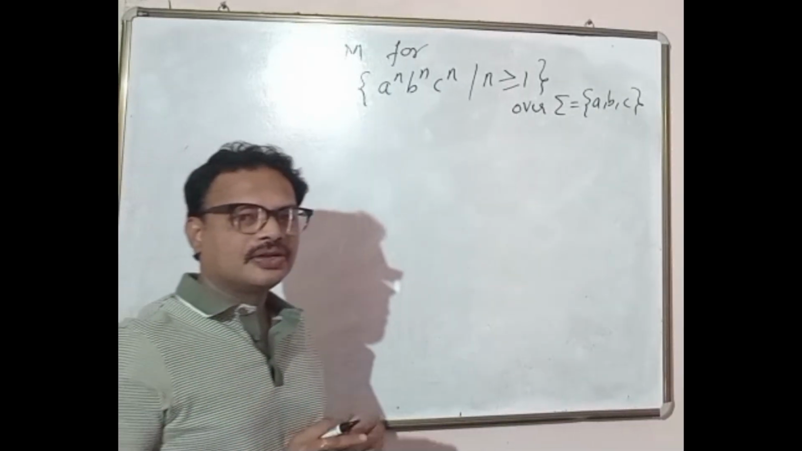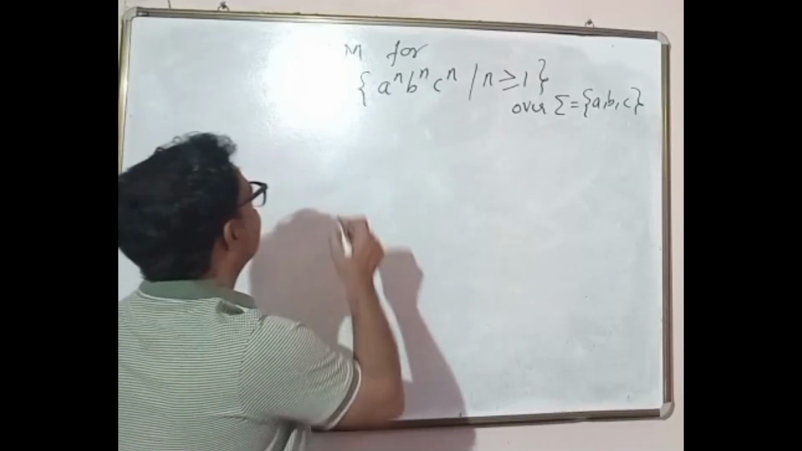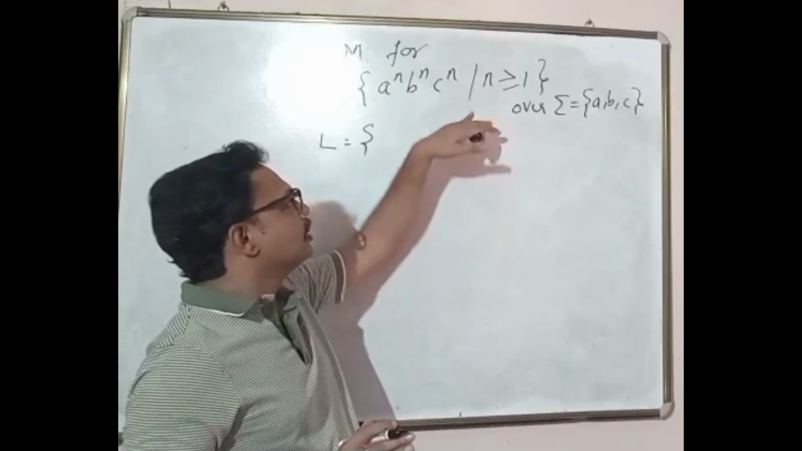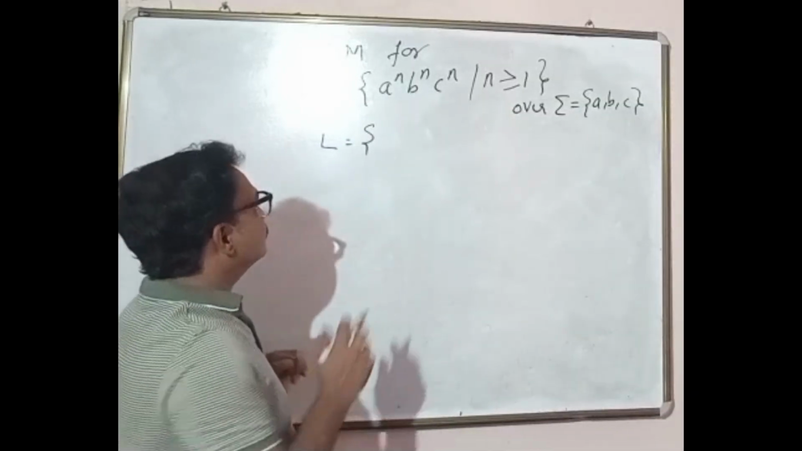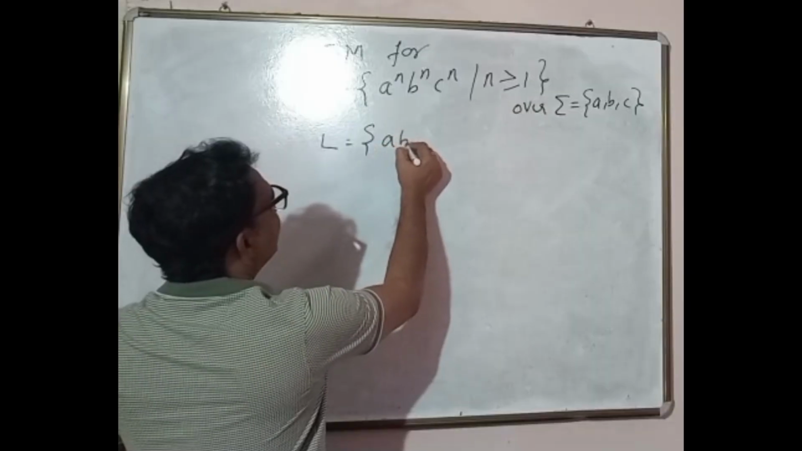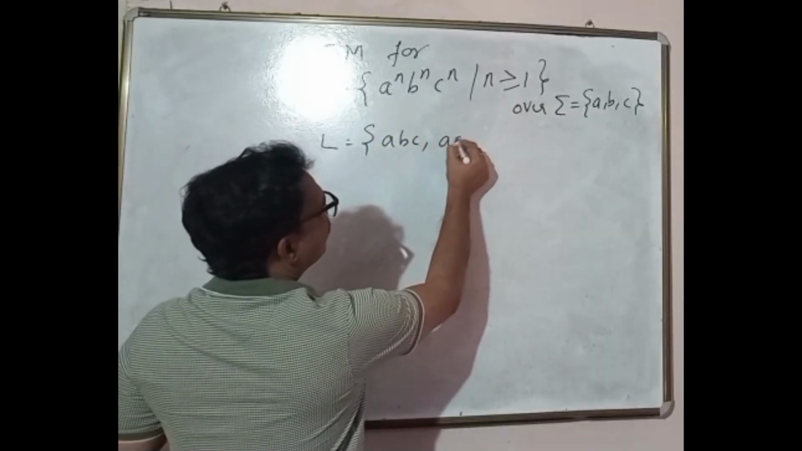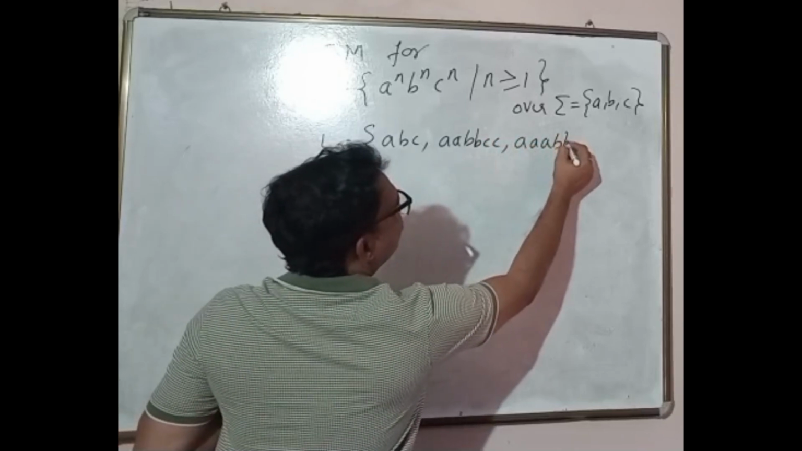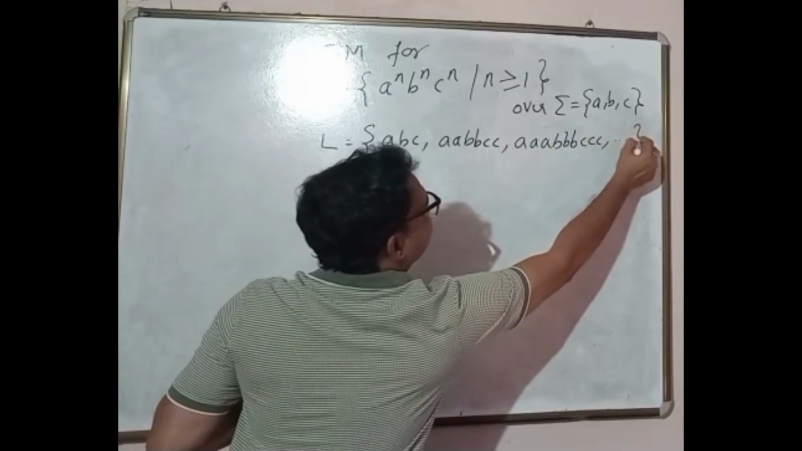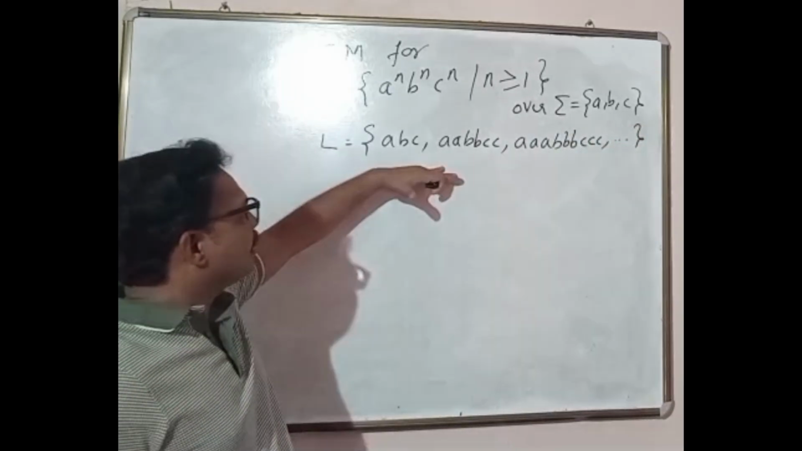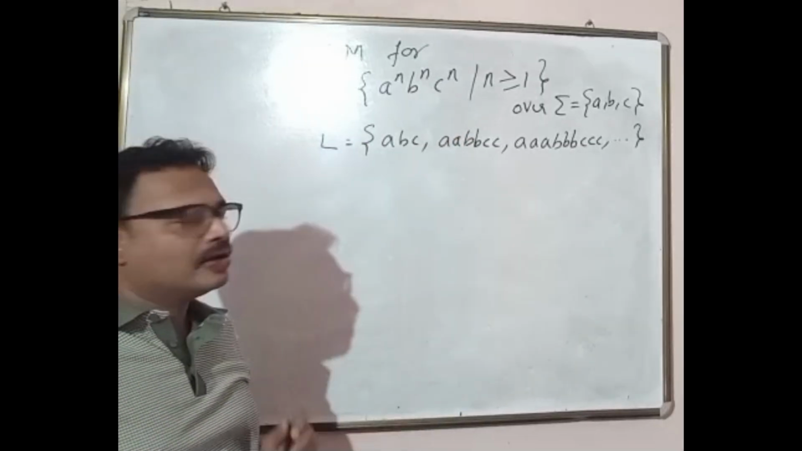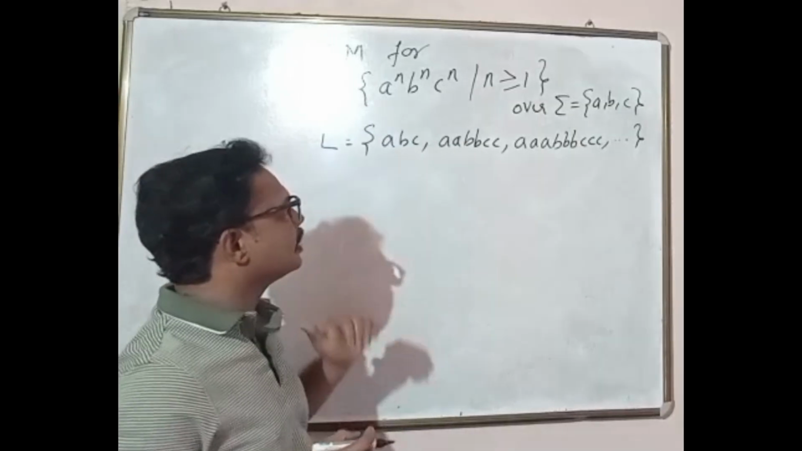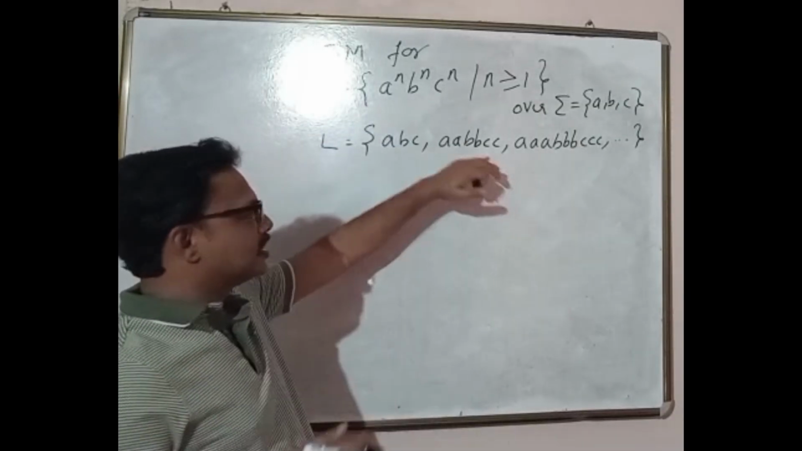First of all, we have to identify the language set, that is, L equal to what, and all the possible strings that pertain to this particular language. It can be ABC, it can be AABBCC, it can be AAABBBCCC, and so on. This is the language set we got as per the given language. Now let us see how we can design a Turing machine to accept strings pertaining to this language set.